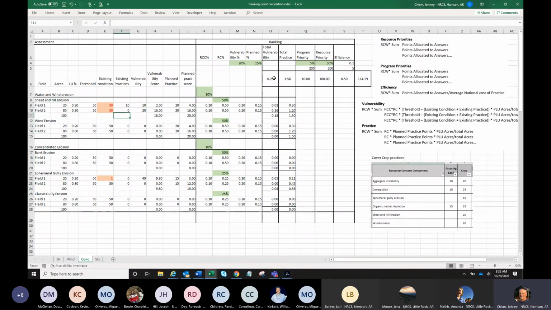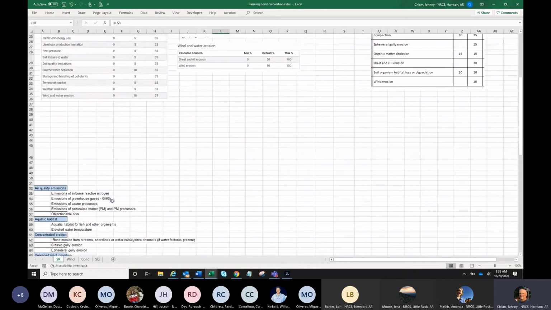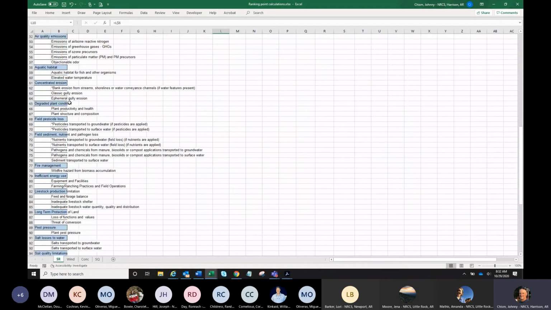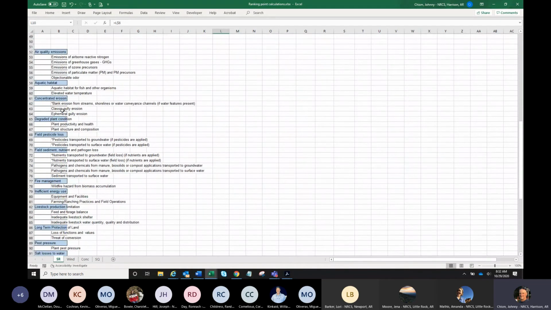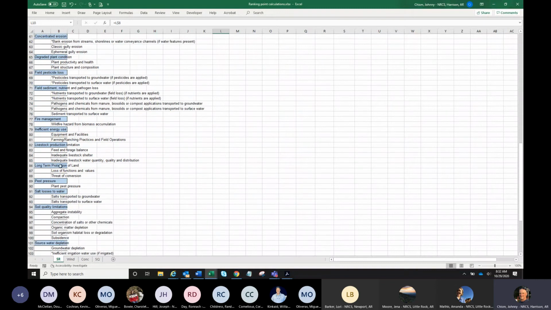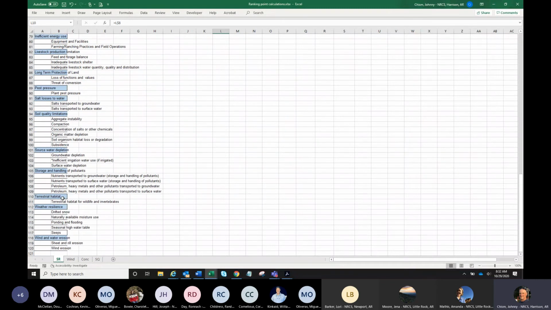The more vulnerability, and keep in mind this vulnerability is really a pretty low score in this case, because my resource concern category, the wind and water erosion, is only 10%. And there are like 18 categories. If you look, these are your categories. Each one of these can be a certain percentage, and it has to add up to 100%.